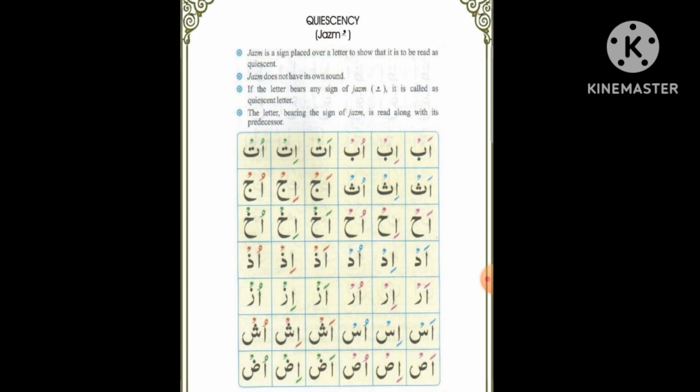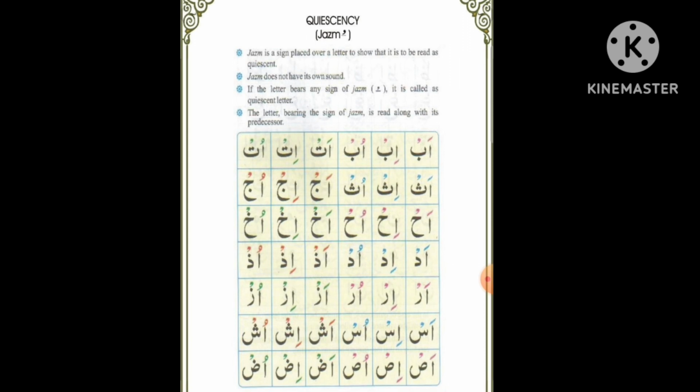Okay, the sound of alif zabar is a, then we will join the b sound with it. So it will be ab. See the second point, jazm does not have its own sound, as I said that it is dependent on its predecessor. Then the third rule is, if the letter bears any sign of jazm, it is called a quiescent letter. The letter bearing the sign of jazm is read along with its predecessor. So how do we read it?